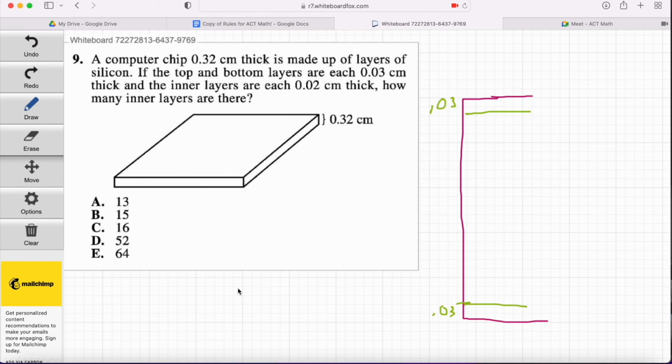And then some number of inner layers. They're going to be a little bit smaller, and we don't know that number, right? But some number. You know what I'm saying? Yes. And the question is, how many inner layers? Okay.